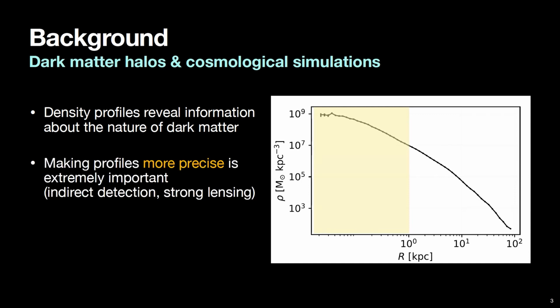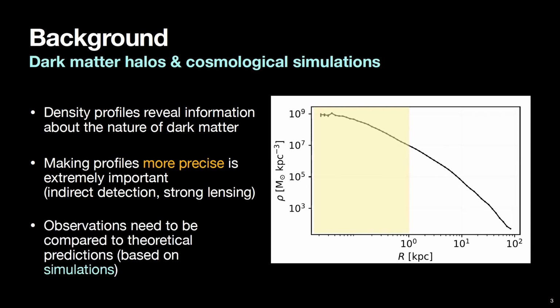So that's why we want to make our profiles as precise as they can be, also because they're extremely important when we do our calculations for example, indirect detection experiments. So we want to make our estimates of these density profiles more and more precise. And usually we infer our density profiles from observations of halos, but then those observations need to be compared to theoretical predictions. And those theoretical predictions are based on running numerical simulations of dark matter halos.